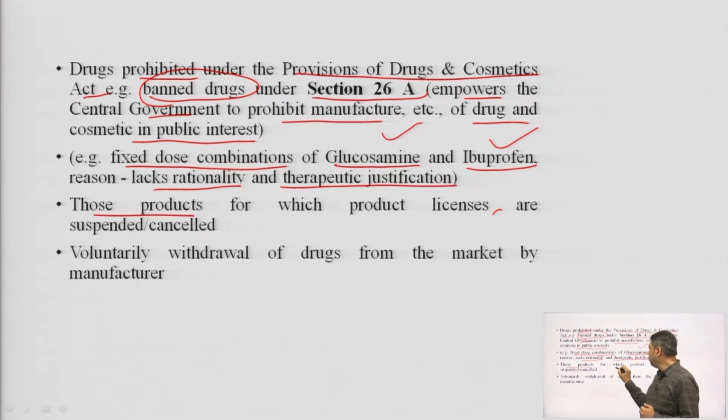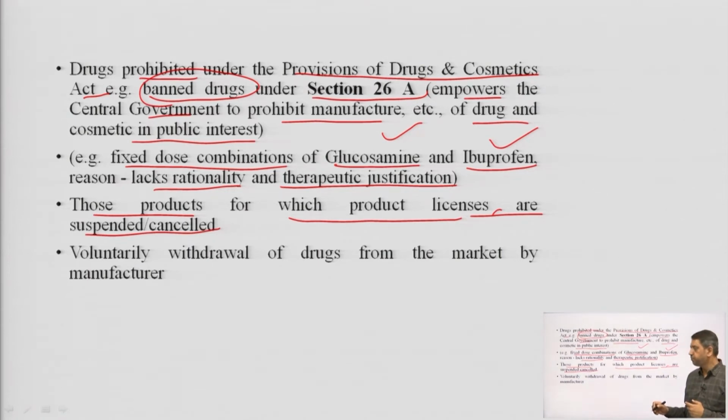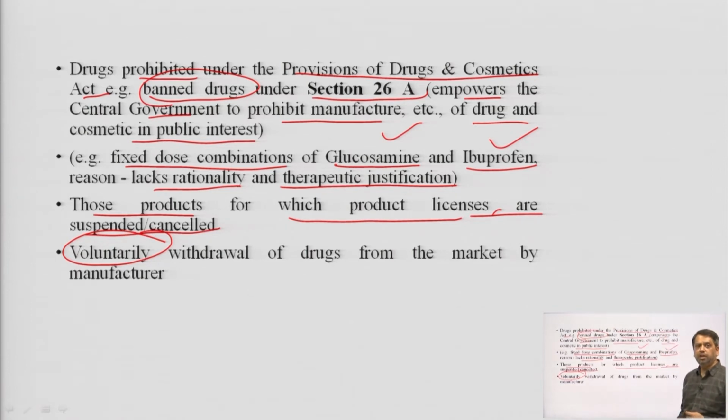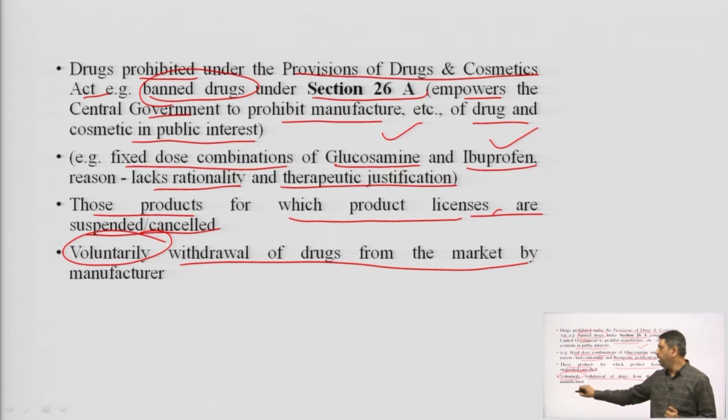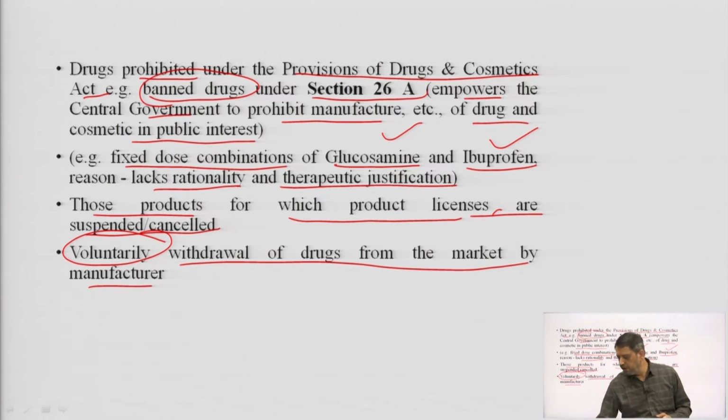Then, those products for which the product licenses are suspended or cancelled. There may also be a chance that the manufacturing licenses are cancelled, and in those cases also products have to be recalled from the market. Now, there may be a voluntary recall also by the pharmaceutical company. There may be a voluntary withdrawal of the drug from the market by the manufacturer. So, this is also a case. These all are the reasons for the recall of any pharmaceutical product from the market.